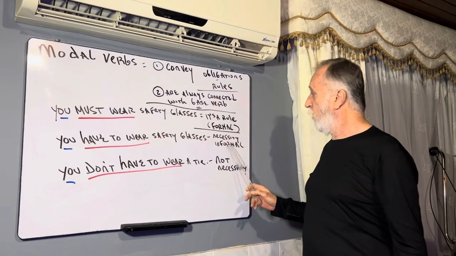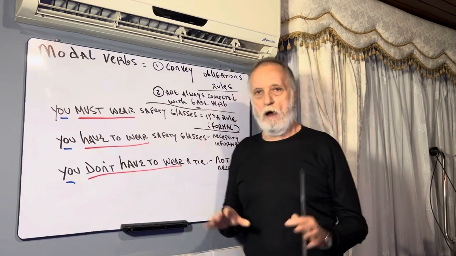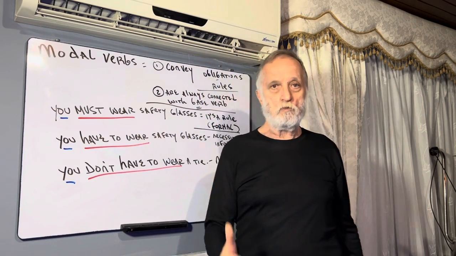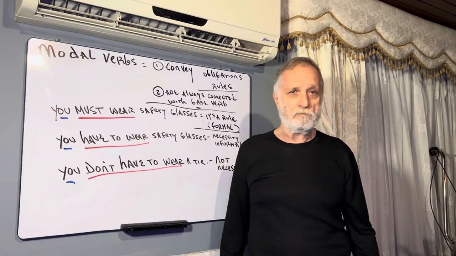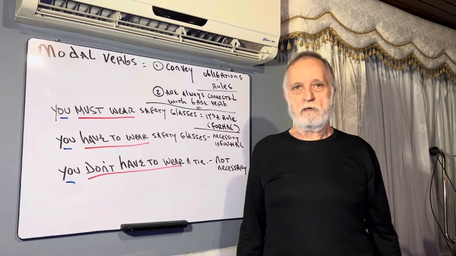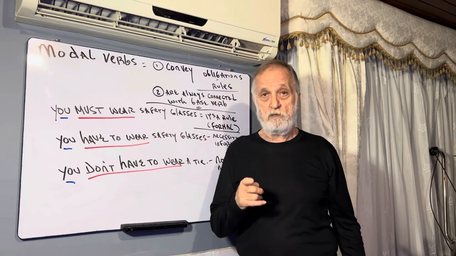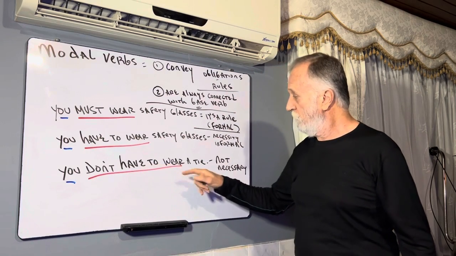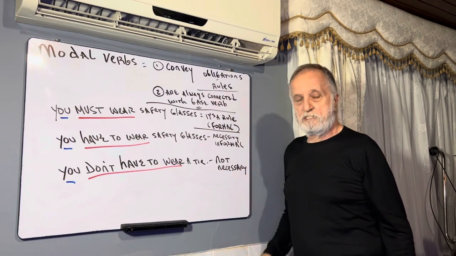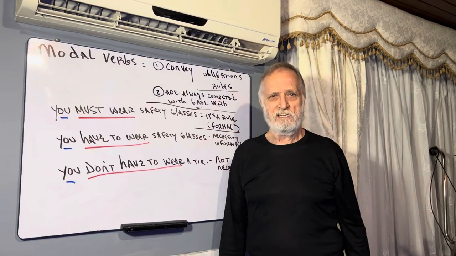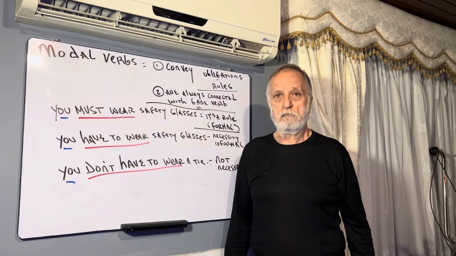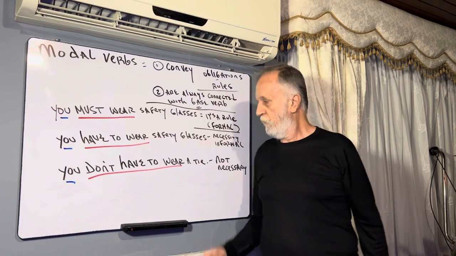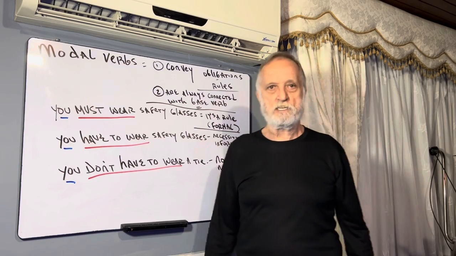Have to is informal. Now, they're pretty much synonymous. You must wear a seatbelt. You have to wear a seatbelt. It's a responsibility that comes with consequences if you don't do it. But here's a tricky one. You don't have to means it's not necessary. You're not going to have a problem if you don't do it. You don't have to. It's not necessary.